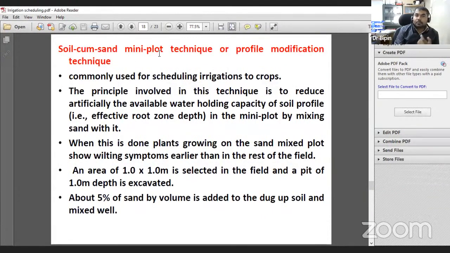Soil cum sand mini plot technique, also called the soil profile modification technique, is commonly used for scheduling irrigation to the crop. The principle involved in this technique is to reduce artificially the available water holding capacity of the soil profile, or you can say the effective root zone, in a mini plot by mixing sand with it.